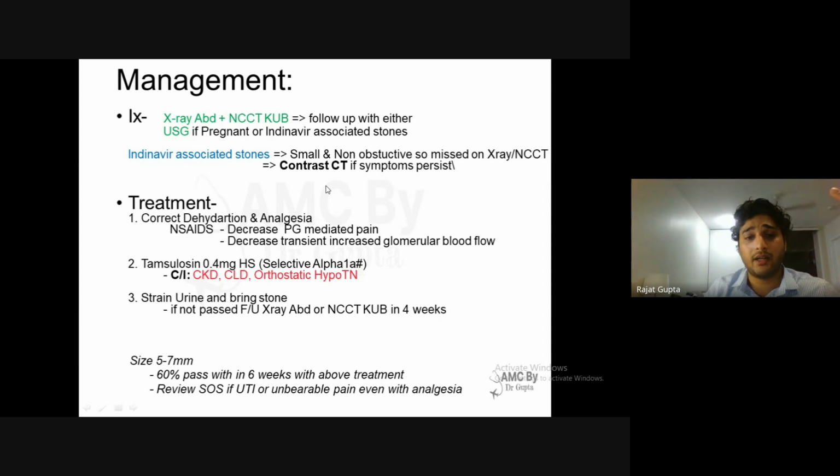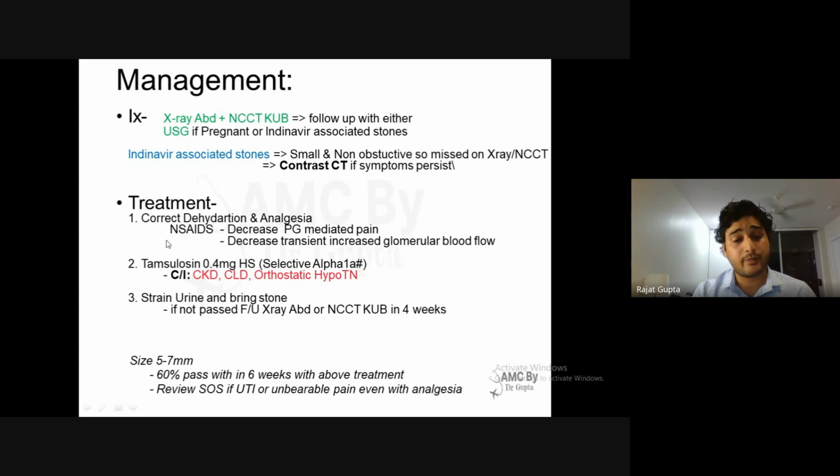Now comes the treatment. Treatment is correct dehydration. I'm not saying hydration, because there is a difference between hydration and correcting dehydration. Most of the times, what we do, we just give fluids to the patient, even if he's not dehydrated. That's not good, because the patient is already having AKI, and sometimes there is so much flow to the kidneys because of the stones. If the patient is not dehydrated, that can cause further kidney damage. But we definitely have to correct the dehydration.